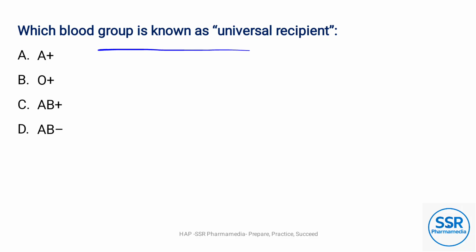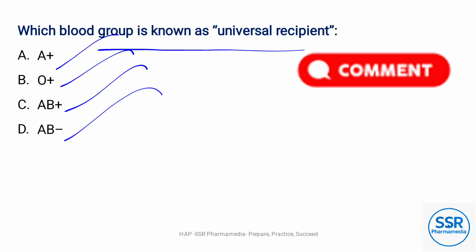So which blood group is known as the universal recipient? Option A, A plus. Option B, O plus. Option C, AB plus. Option D, AB minus. So tell in the comment box, put your answer in the comment box.